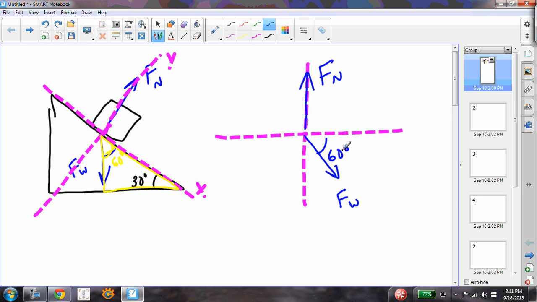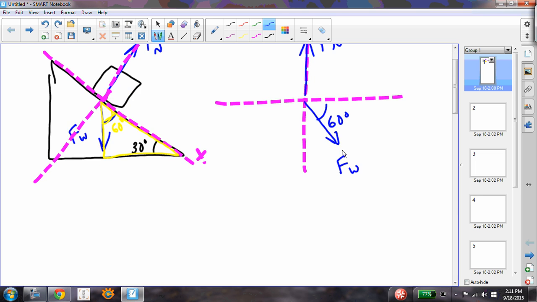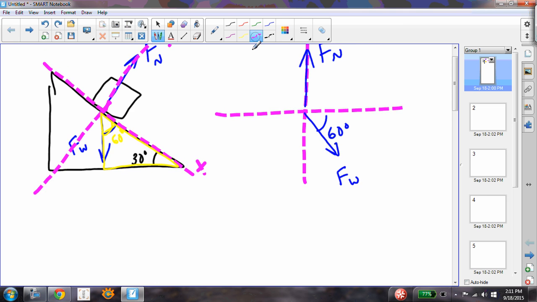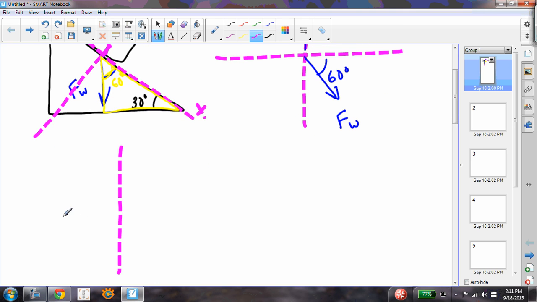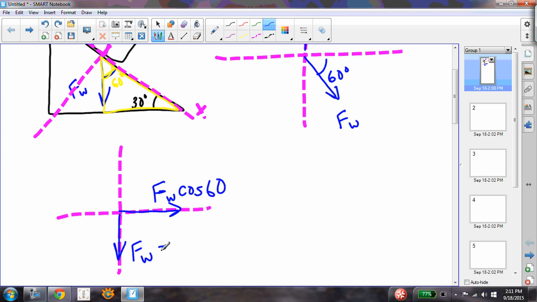Now my next step is that I want to resolve that force weight into its components. So I'll do that down here. I'm going to draw another coordinate system. You probably won't have to do this, but just for clarity, I'm doing it here. So here I have the x component of my force weight. It's equal to the force weight times the cosine of 60. And the y component of my force weight is Fw sine of 60. And then I have my normal force.